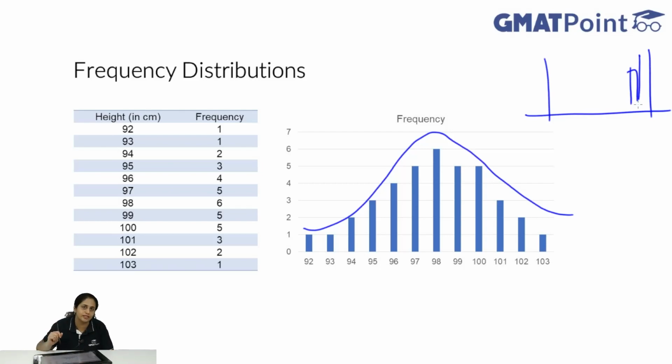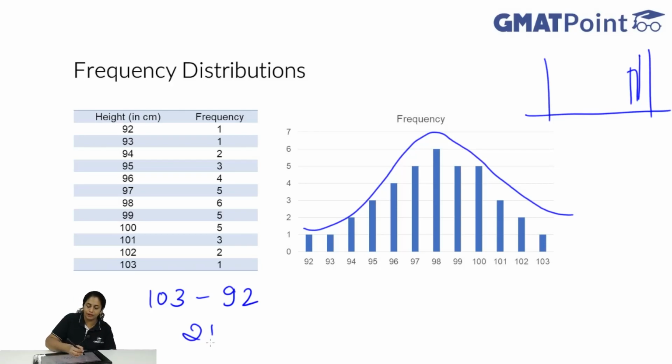From this frequency distribution table, can you tell what is the range? What is the range of the values? The highest value is 103, the lowest value is 92. So what is the range? The range is 11 centimeters. What is the mean and median?